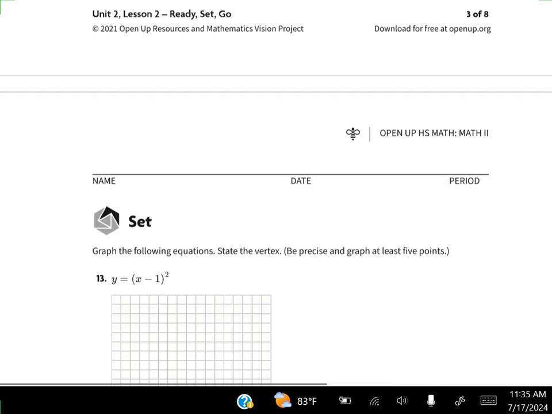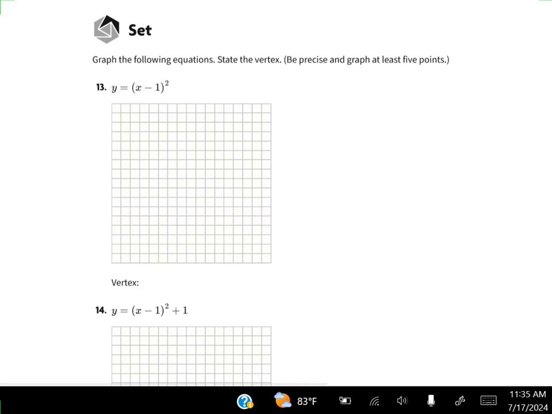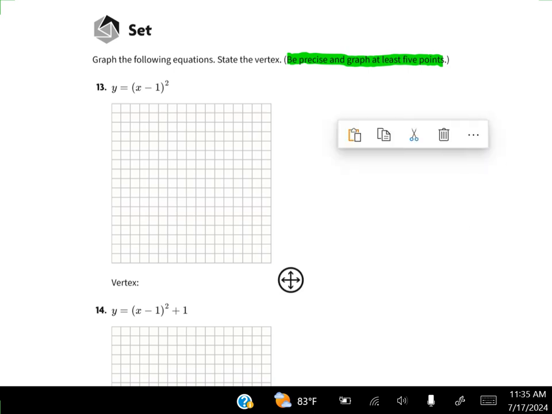We're going to start to look at the set problems, and now we're going to be dealing with graphing quadratic equations. We're going to be tasked with a precise graph here rather than a sketch, and we're also going to include 5 points. So to start off, I'm going to draw a set of axes here, and let's see.